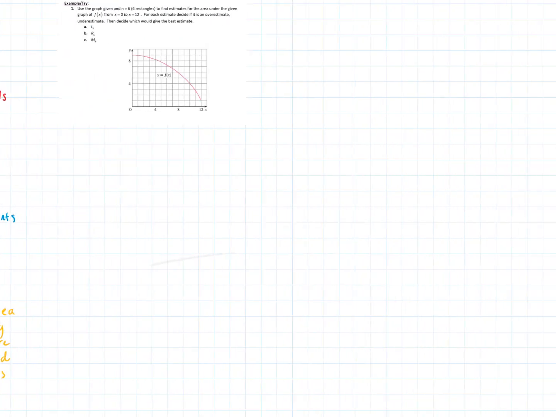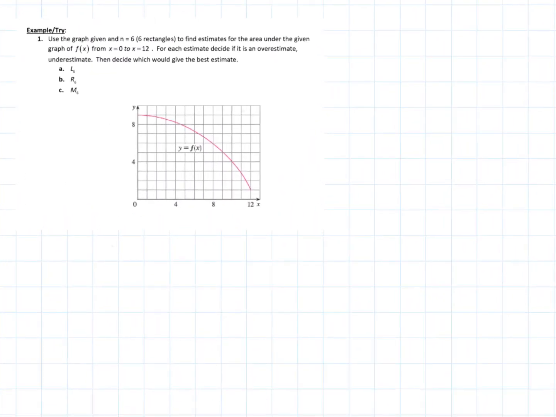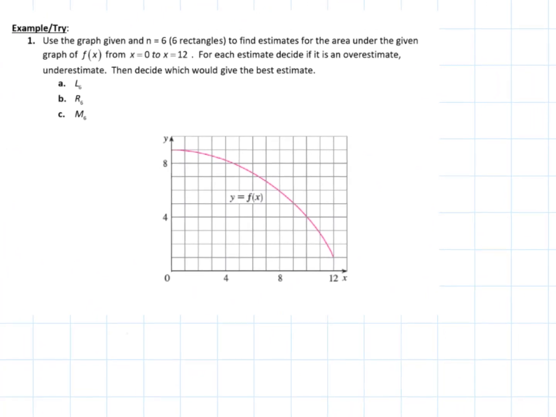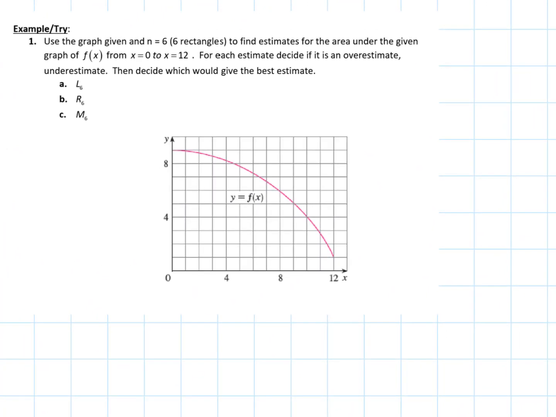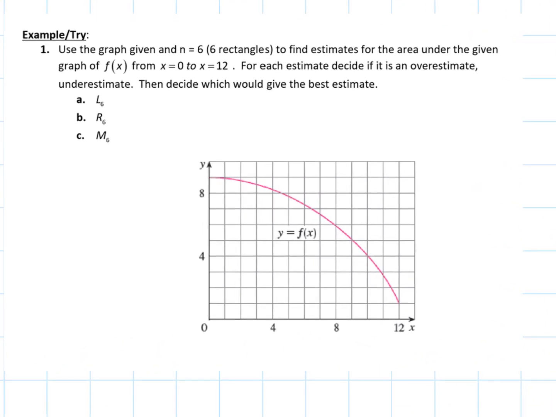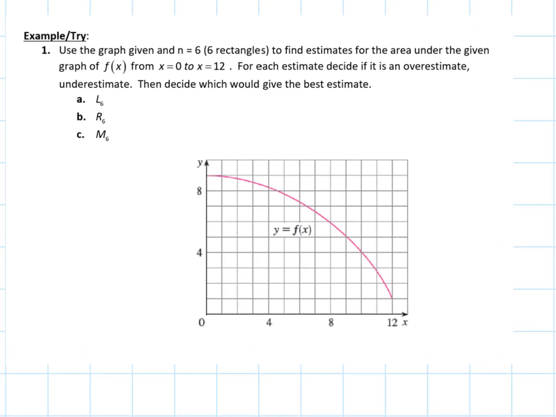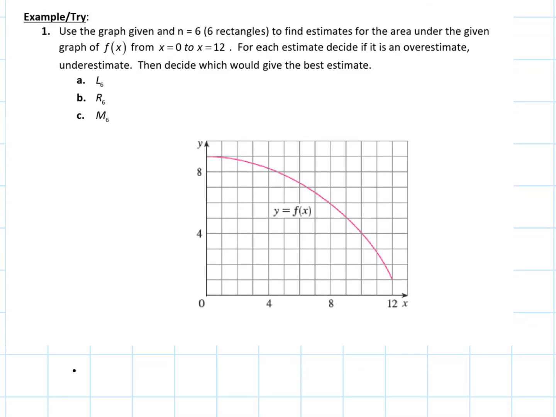Okay, so before we let n go to infinity, let's do a couple of examples where we are estimating some areas. If we had a curve like this function right here, y equals f of x, and we were asked to use six rectangles, n equals six, to find estimates for the area from 0 to 12, the first thing we would want to think about is what is the width of each of our rectangles. So what is our delta x?